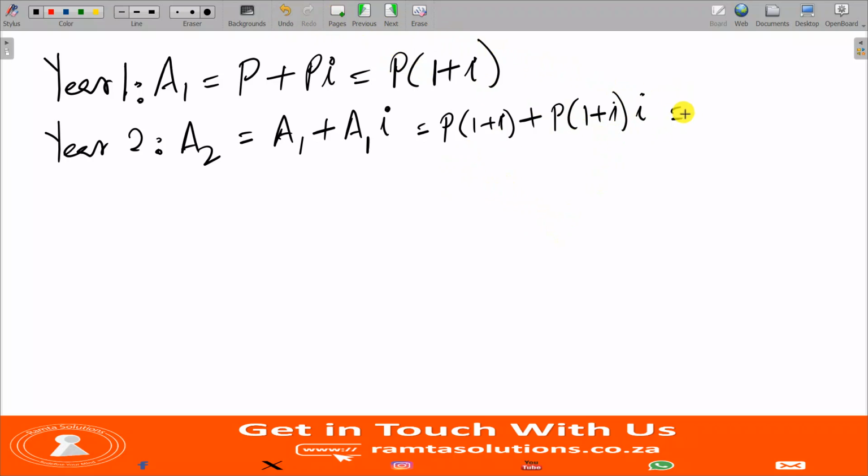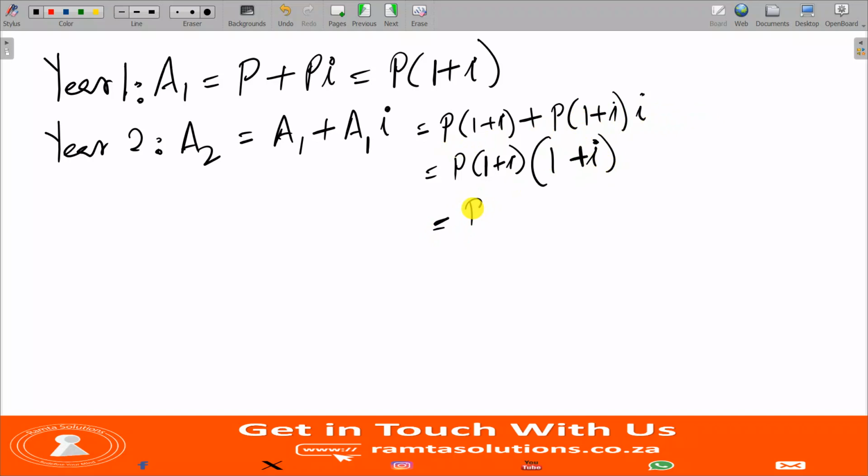As you can see, it's going to take me further. Common factor here, what is it? The common factor here is P(1 + i). What are you left with? 1 plus i, isn't it? You're left with 1 plus i.